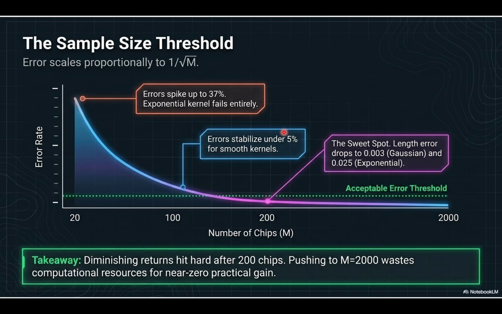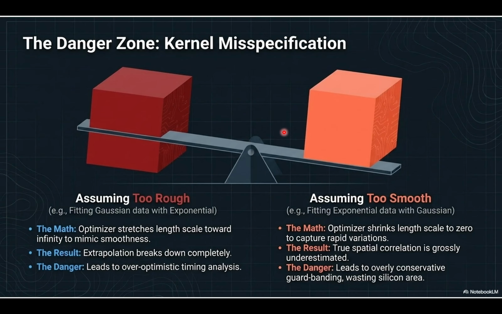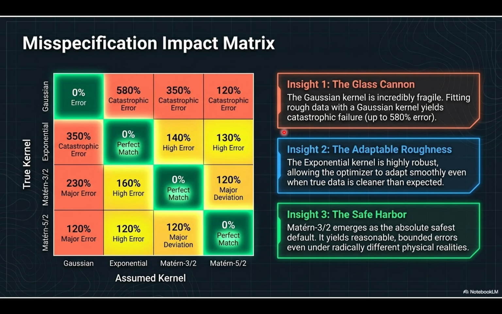Because the text highlighted a shocking stat about the Gaussian kernel, right? Yeah, the Gaussian kernel is by far the most fragile. If you feed it rough, exponential data, the error explodes to 580%. 580%. That's not just a rounding error. That is a complete hallucination.